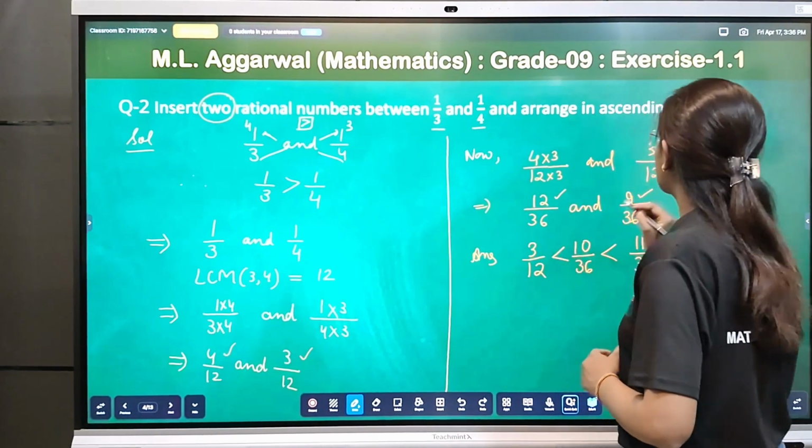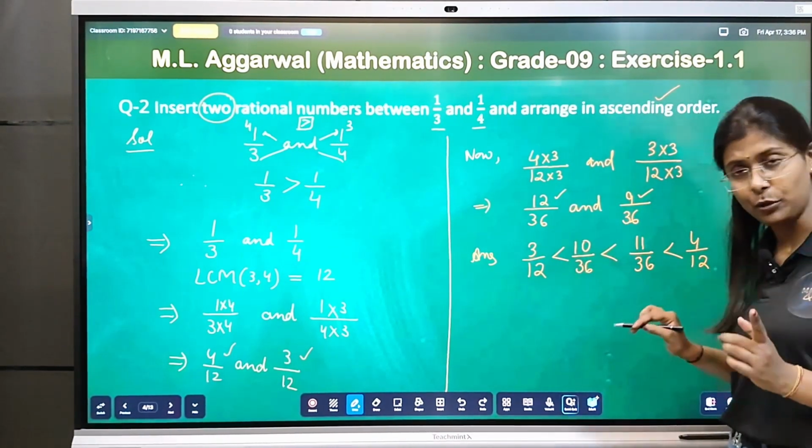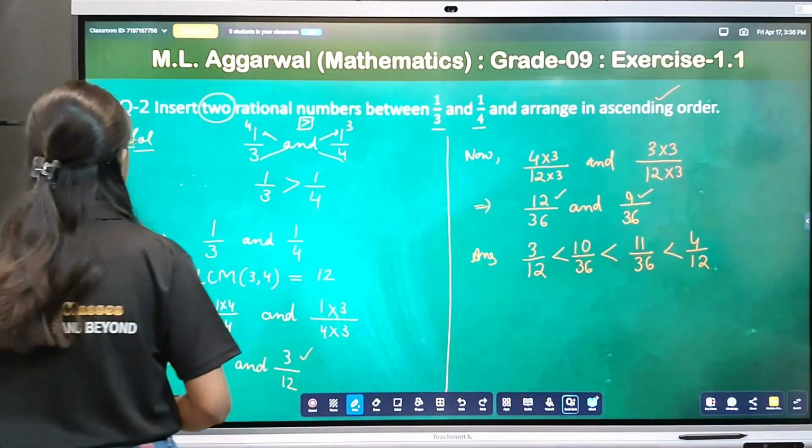Since they asked us to arrange in ascending order, we have arranged from smaller to bigger. Okay? Yes. Move to the next question.